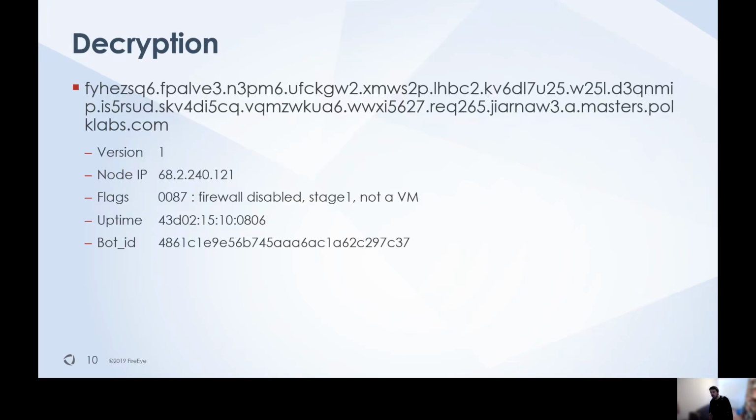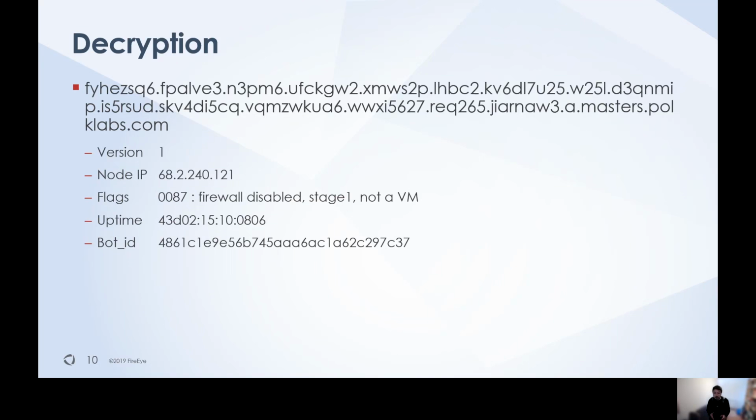So once you have that private key, you can decode that message. You just need to decrypt with ElGamal using the provided private key, and what you get is the protocol version. Here it's 1. The current protocol version is 12. Then the node IP, that is the IP address of the victim machine. A few flags that tell you if the machine is a VM, if it is stage 1 loaded. Stage 1 is the 13 binary I told you about before. And if it has the firewall activated or not.